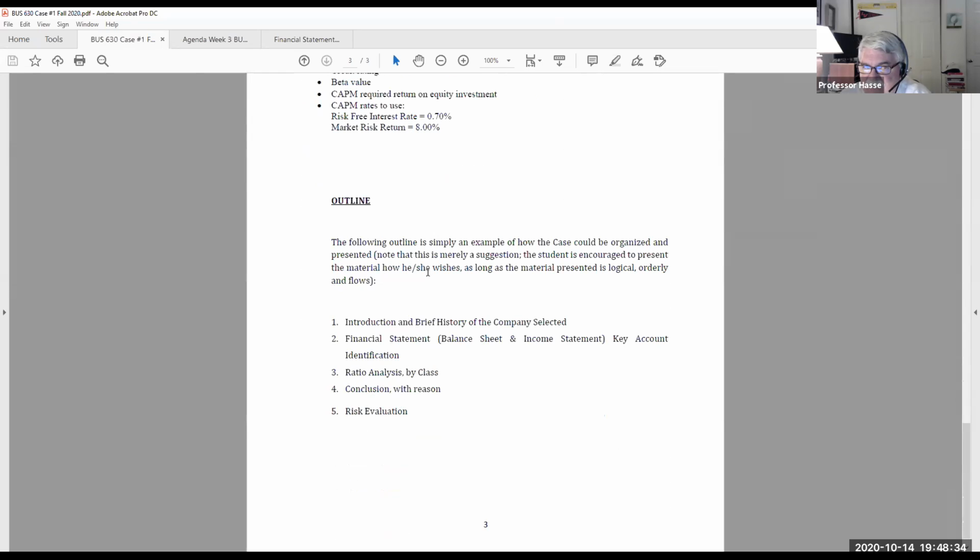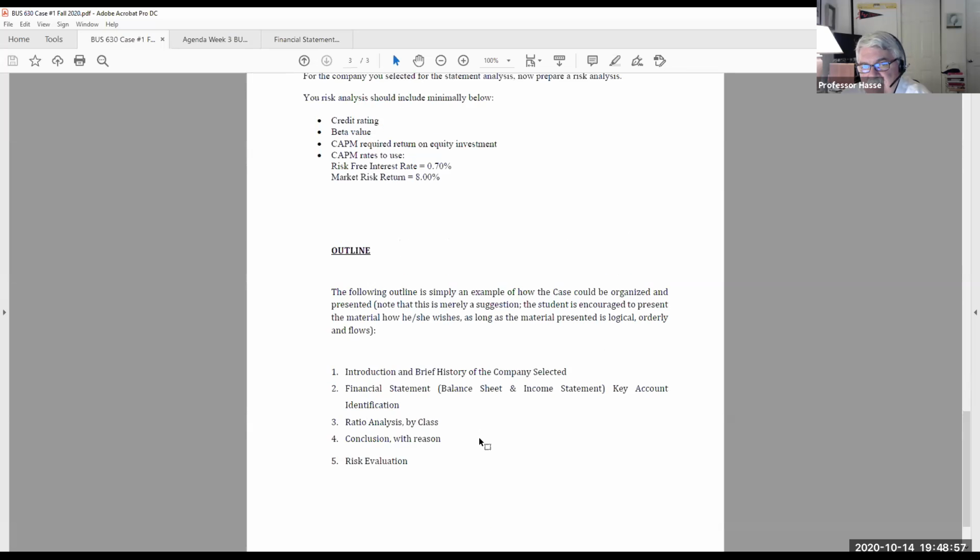The following outline is simply an example of how the case could be organized and presented. You don't have to do it this way. This is me giving you this information to help you. Introduction and brief history of the company. Financial statement, balance sheet, and income statement, key account identification. Ratio analysis, conclusion, risk evaluation.